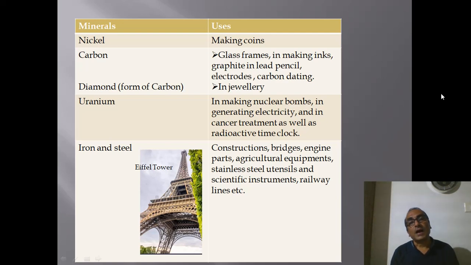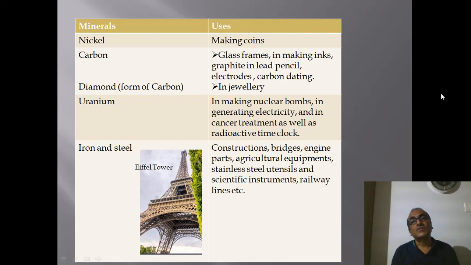Because its half-life is very, very high, it is in billions of years, so we can make use of uranium to find out the age of fossils which have been preserved for billions of years in the Earth's crust.